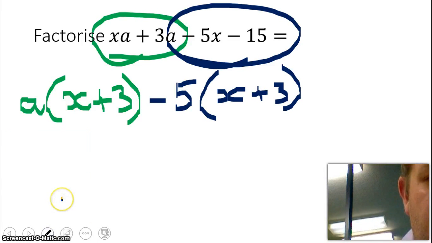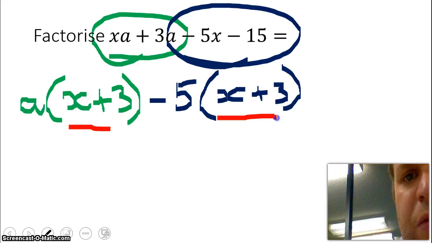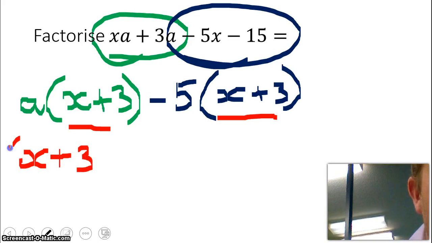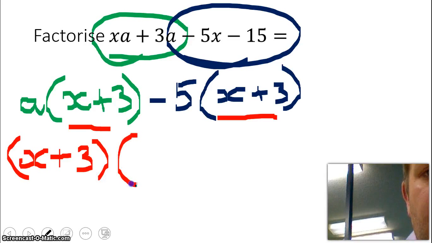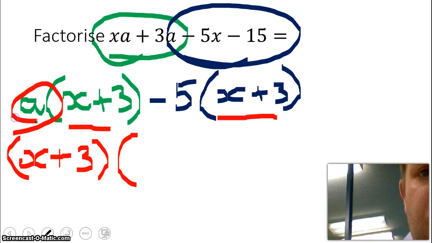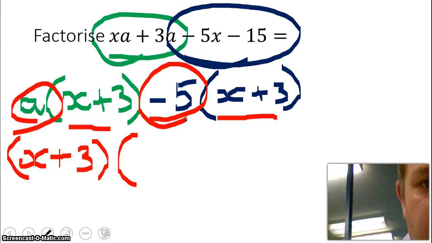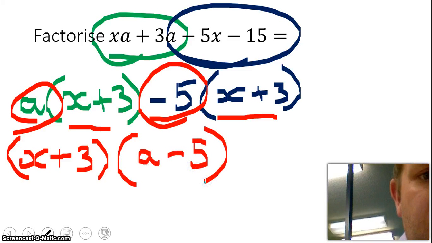As you can see, once again, we've got our common factor. Our common factor is our binomial factor. Pull that out the front, x plus 3. And we use our street sweeper method to collect whatever's left. a minus 5. And we've factorised our four-term expression.